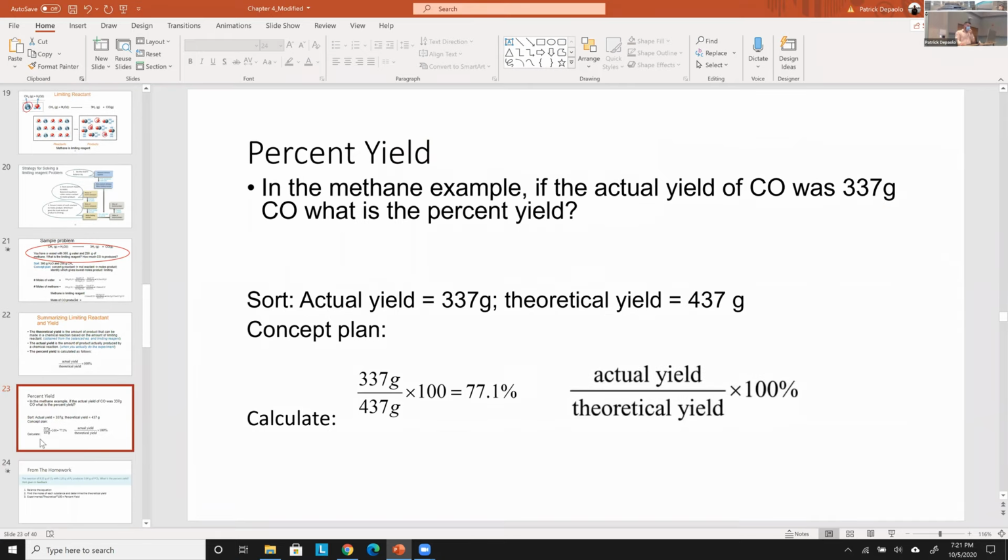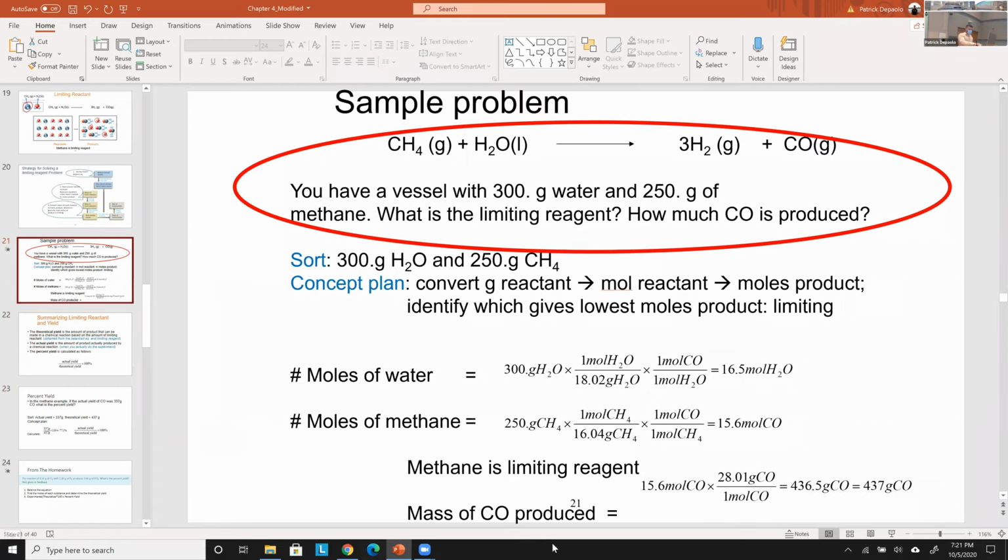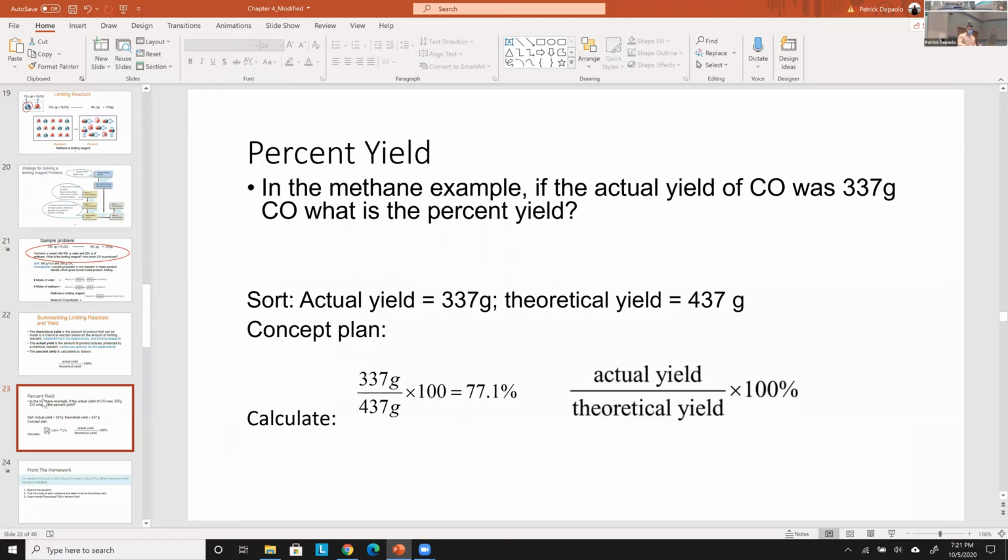So for something like percent yield, we'll do a very quick example where we had the methane plus water example from before, and let's say the actual yield was 337 grams. What is your percent yield? So the theoretical yield we found was 437. This whole reaction, we know that methane's limiting, and it would produce 437 grams of CO. If that's true, then the actual yield would be 337 in this case. Maybe he spilled some. Divided by 437, that's 77.1%. So that's a pretty good yield.